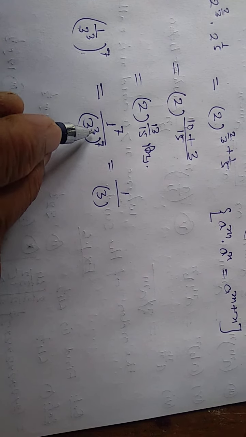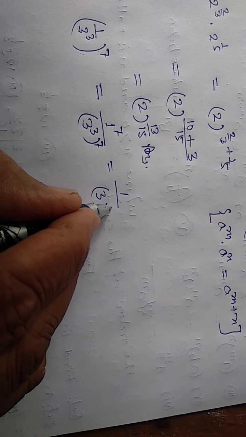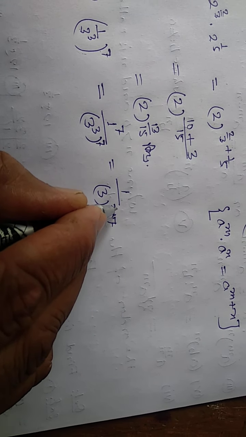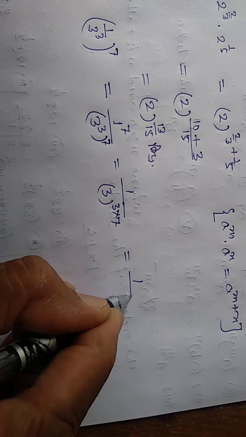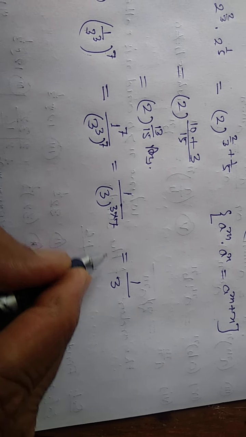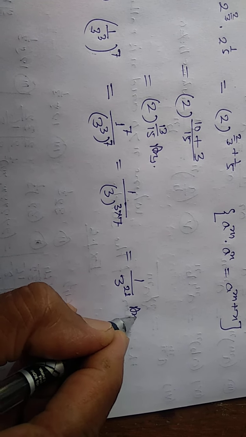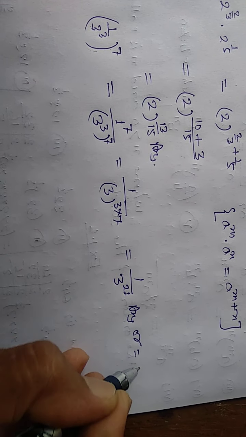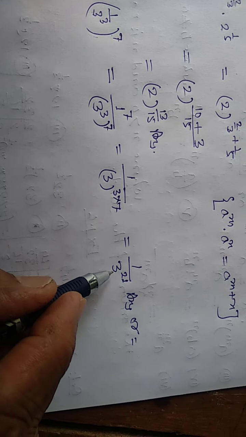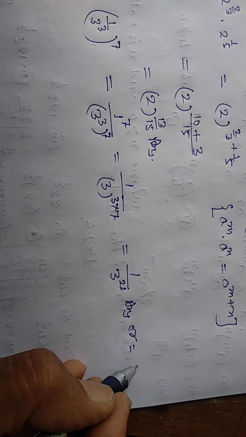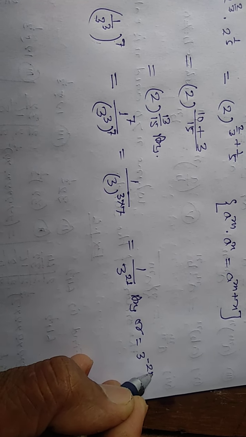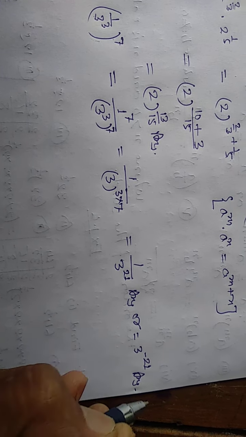There are two exponents, 3 and 7. Multiply these two, 3 into 7. It is equal to 1 by 3 to the power 21, 3 7s are 21. This is the answer. Or you can write the answer as, if you want to bring this in the numerator, then it will be 3 to the power minus 21. This is also an answer.